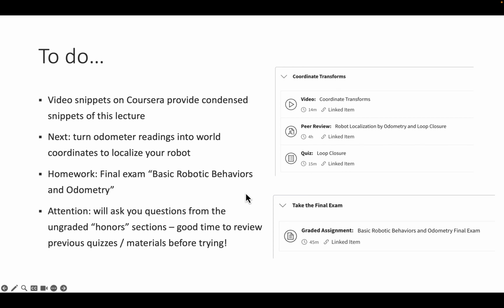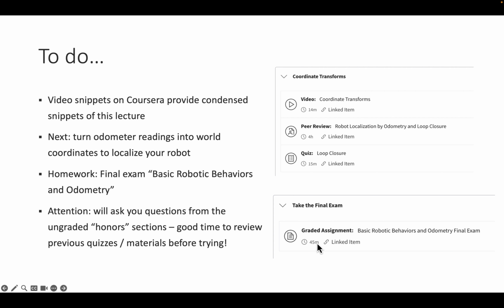loops in Cartesian space. Now, there are a couple of video snippets on Coursera which provide condensed snippets that help you to understand some of these concepts better. We will also work on turning the odometer readings from last module into world coordinates to localize your robot in the arena. There is a homework to do, which is the final exam for this course.